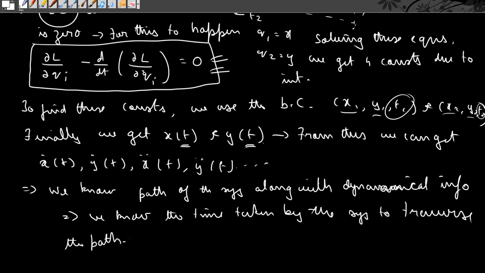This is the information that we get from Hamilton's principle after we solve our Euler-Lagrange equation and get the equations of motion and find the constants, and therefore get x of t and y of t. So x of t and y of t not only tell us what is the path that the system takes, they also tell us how much time the system takes to go from point 1 to point 2. So this is what we need to keep in mind about what Hamilton's principle gives us and where it is useful.